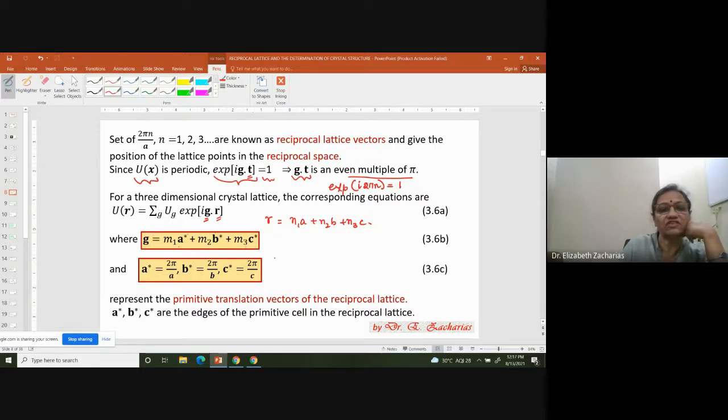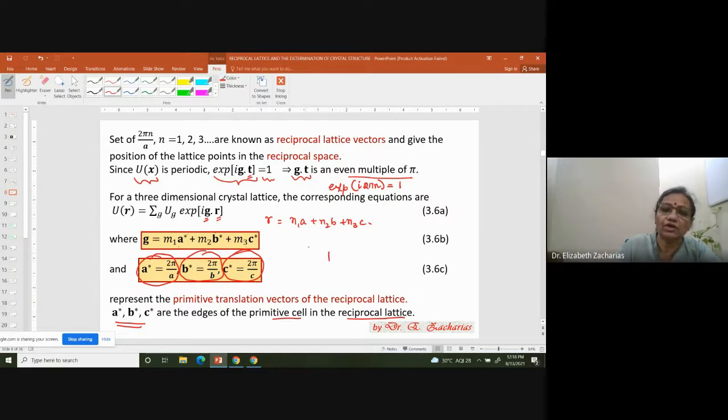Now what are these A star, B star, and C star? These A star, B star, and C star are the edges of a primitive cell in a reciprocal lattice. Now we have gone to a different space called K space where you are having dots. So you can take these dots along three directions and make a cell. The edges of the cell will be A star, B star, C star. What is the relationship between A and A star? A and A star are related by this equation. A star equal to 2 pi by A. Similarly, B star equal to 2 pi by B. C star equal to 2 pi by C.